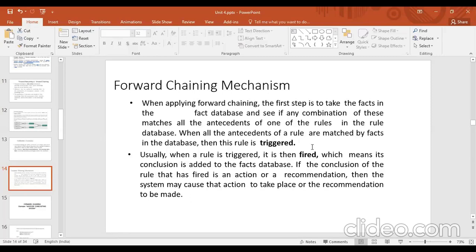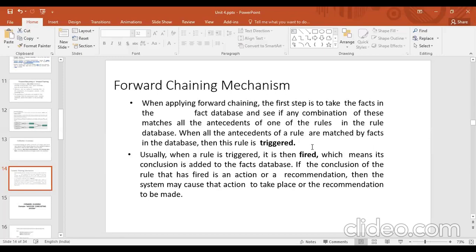Means you started from the initial state, and you have facts and rules, right? Now you have to check whether the rule is matched, then the rule is triggered and fired. Now you have to add this to the knowledge base, because we are increasing the size of our knowledge base, and then we take the decision from our knowledge base.